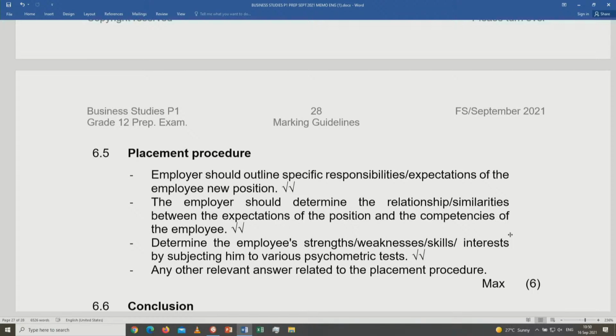Determine the employees. This is what the employer should do. Should determine the employee's strengths, weaknesses, skills, interests by subjecting them to various psychometric tests. This has got to do with making sure that when they place the newly appointed applicant, they place them accordingly and correctly. That's what the procedure is all about, and you mark to a maximum of 6, and other relevant facts can be added there on the memo, but of course if they are from a reliable and approved source. I know in your notes you will have other additional responses that should be added to the memo there, to make it easier for you to mark when you mark this aspect of the question.